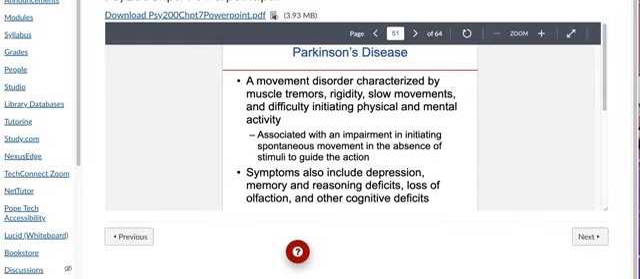Perhaps the most famous movement disorder is Parkinson's disease. It results from degeneration of dopamine neurons in the substantia nigra pars compacta, which normally excite the direct pathway of the basal ganglia. Without this dopamine, initiating movement becomes extremely difficult. Symptoms include bradykinesia, which is slowness of movement, rigidity, stiffness of muscles, resting tremor, shaking that diminishes during voluntary motion, and postural instability, difficulty maintaining balance.